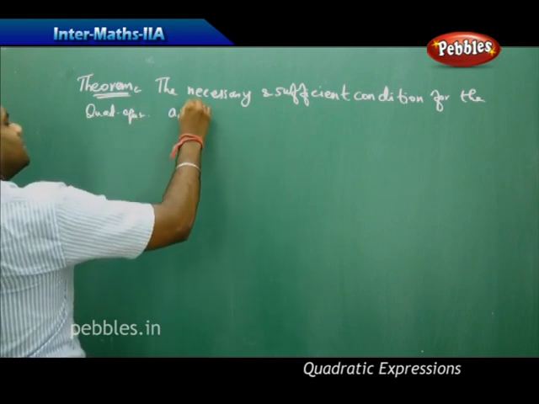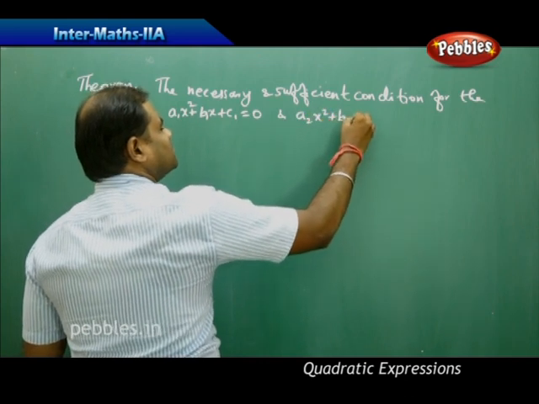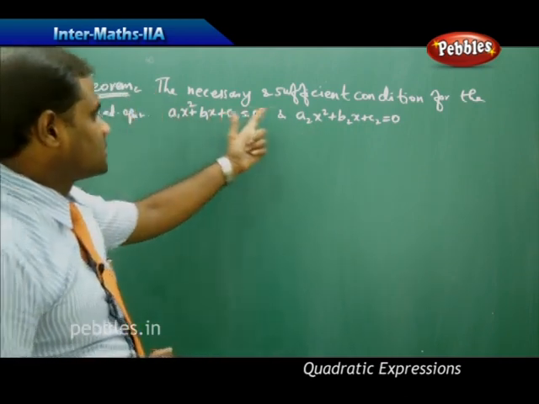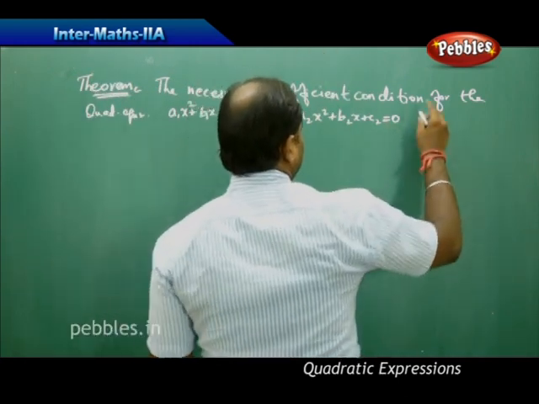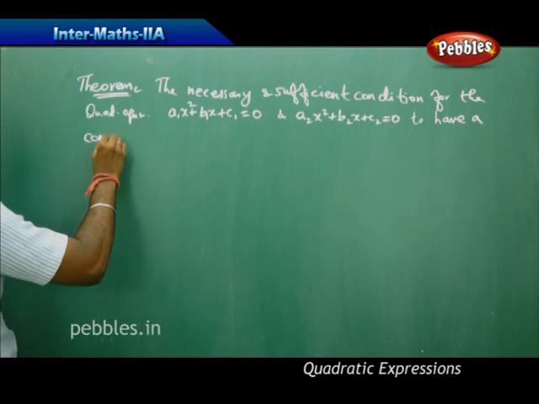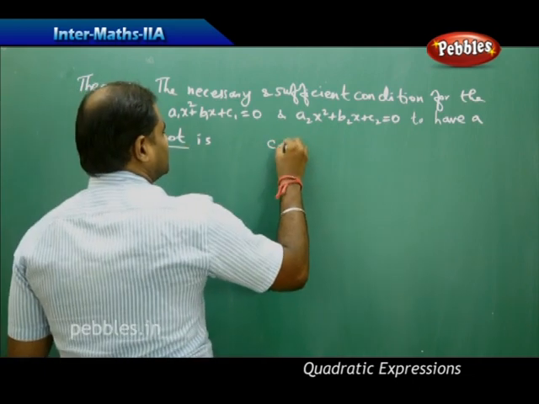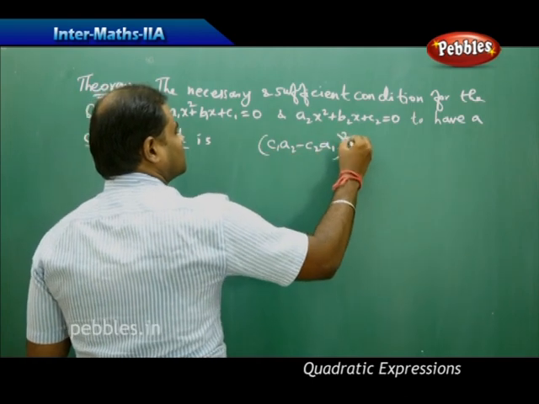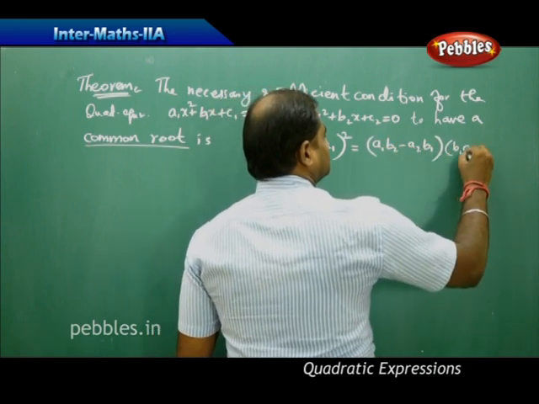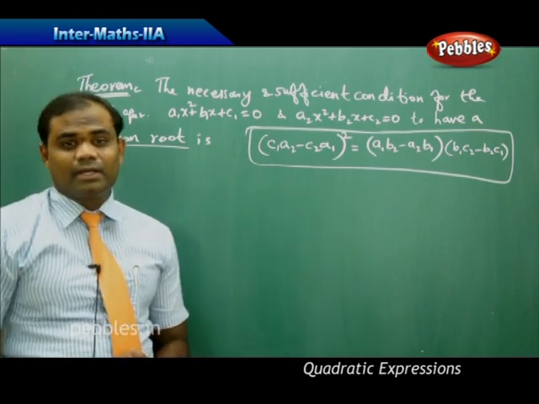a1x squared plus b1x plus c1 equal to 0 and a2x squared plus b2x plus c2 equal to 0, which are the two quadratic equations I considered, to have a common root is that c1a2 minus c2a1 whole square equals a1b2 minus a2b1 times b1c2 minus b2c1. This is the condition which I need to prove as both a necessary and a sufficient condition.